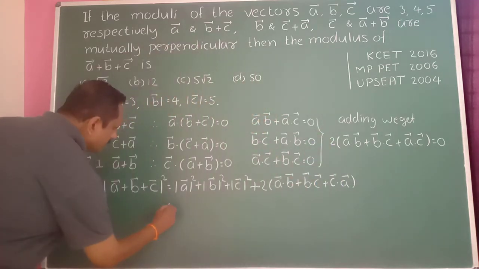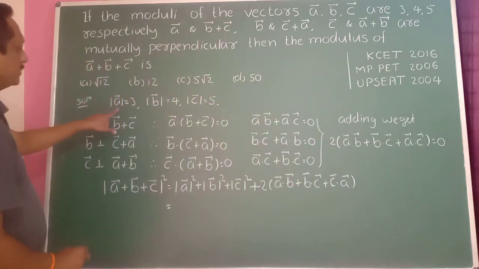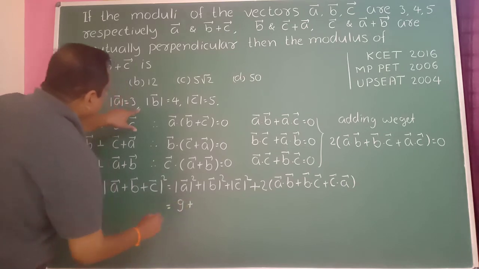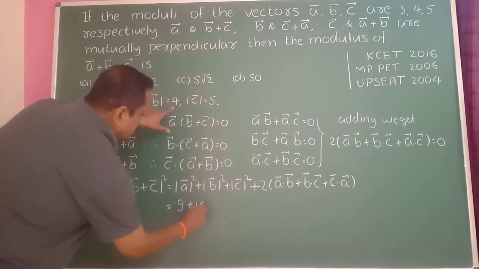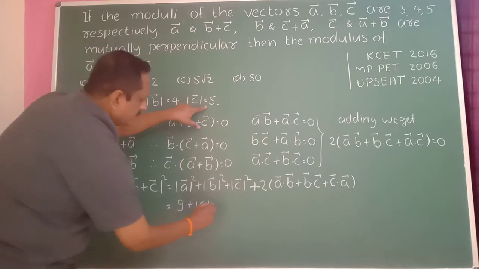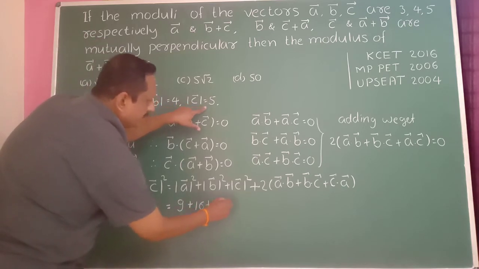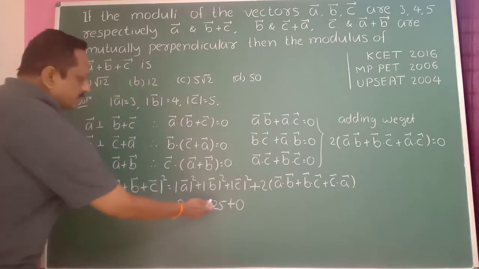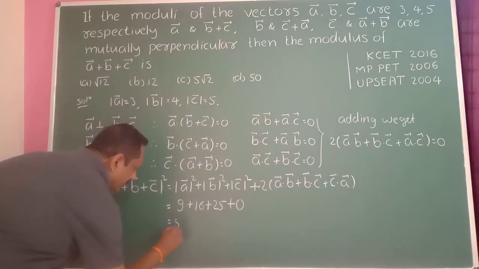Yes sir, this is equal to, here the modulus of a bar is 3, 3 squared is 9 here. Then plus 4 squared is 16 plus 5 squared is 25 here. And this becomes 0 plus 0. So the sum of these numbers gives 50 here.